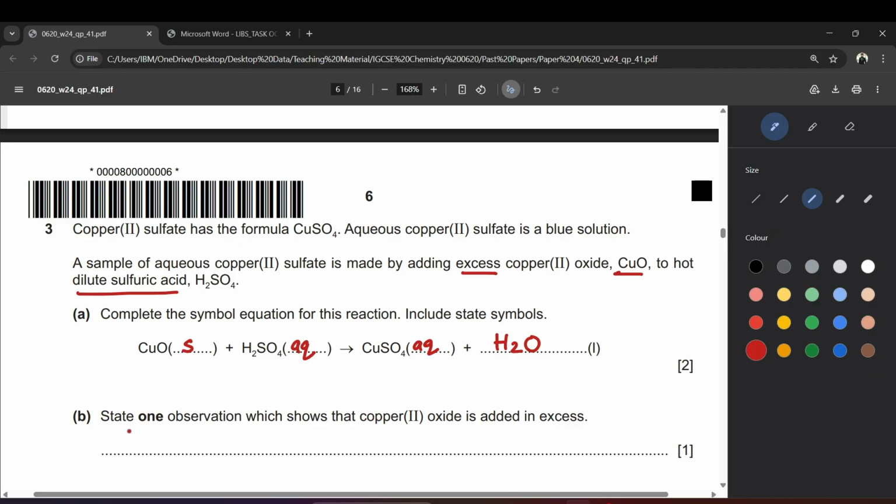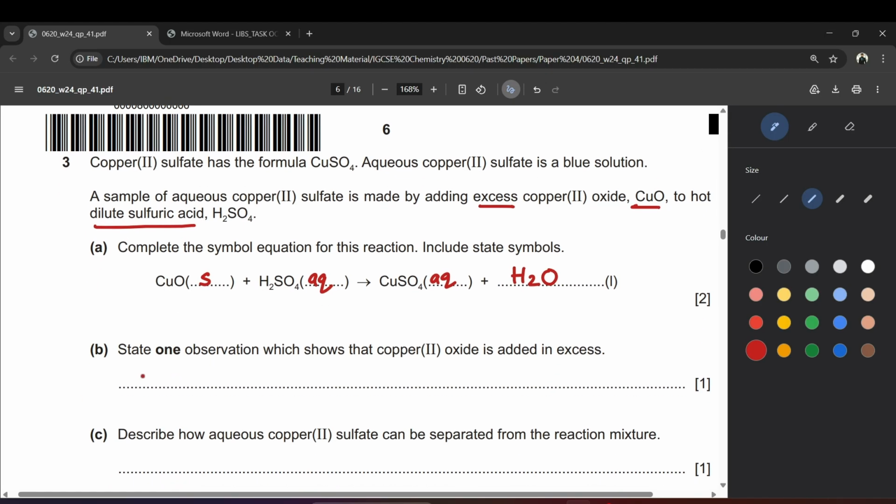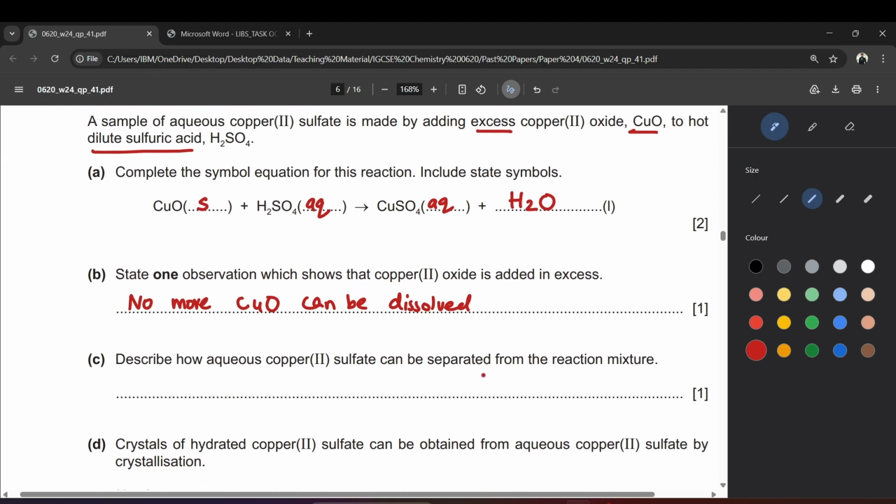Okay. Now it says state one observation which shows that copper 2 oxide is added in excess. Now you will continue adding copper 2 oxide and then you will continue dissolving, right? A point comes where you are not able to dissolve any more copper 2 oxide. Okay, so therefore we can say that no more copper 2 oxide can be dissolved. Okay, that will be the observation. Then you're going to see that it starts settling at the bottom instead of being dissolved.